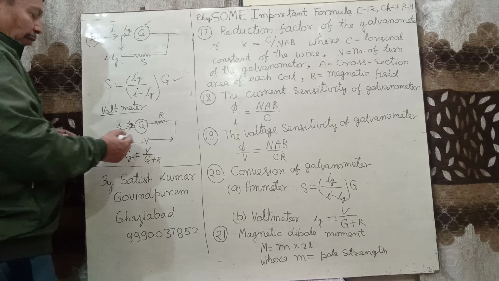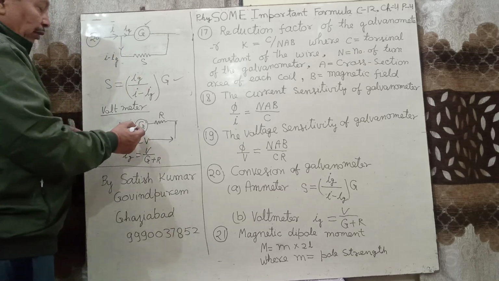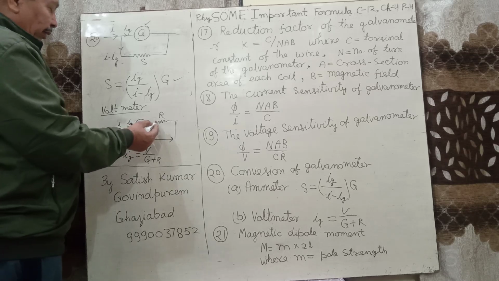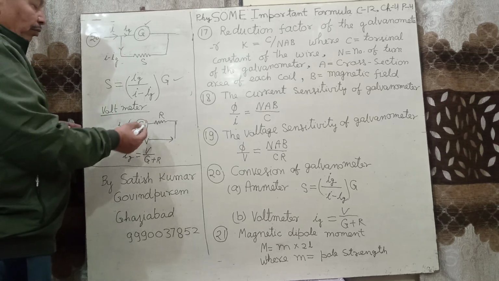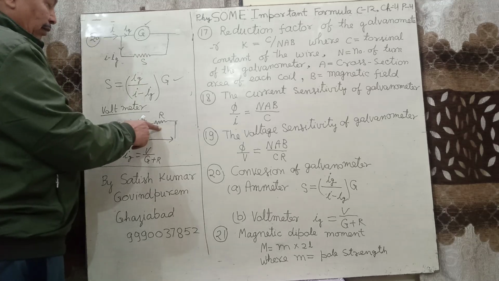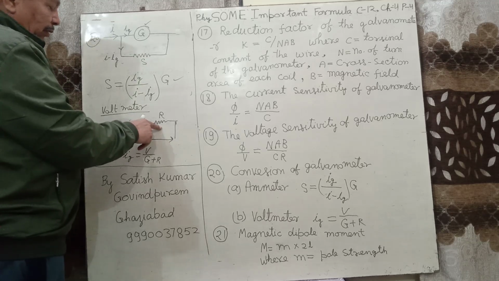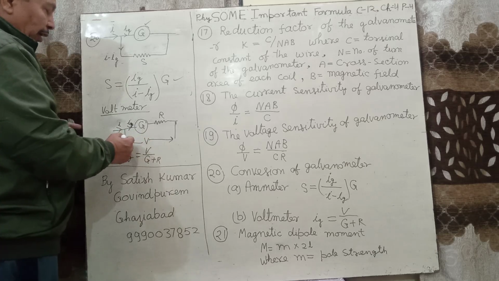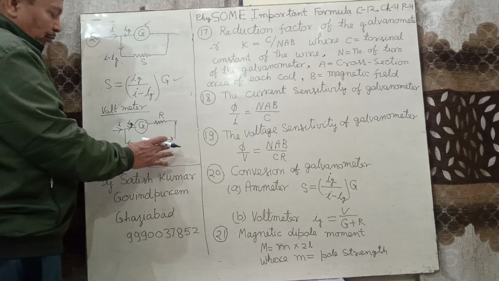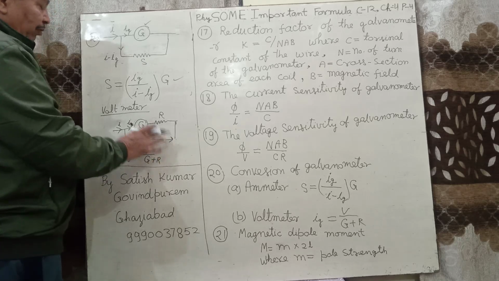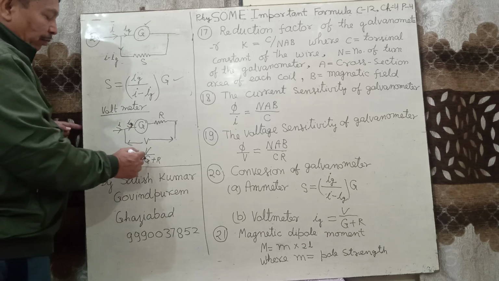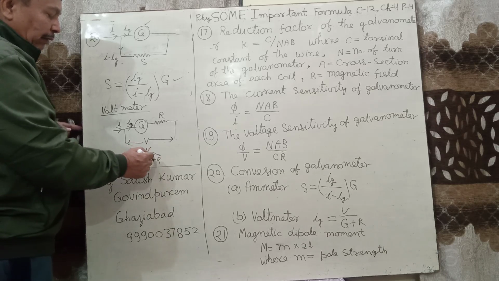For conversion of the galvanometer into a voltmeter, we connect a high resistance in series with the galvanometer. Then this combination behaves as a voltmeter. In this condition, Ig equals V upon G plus R.